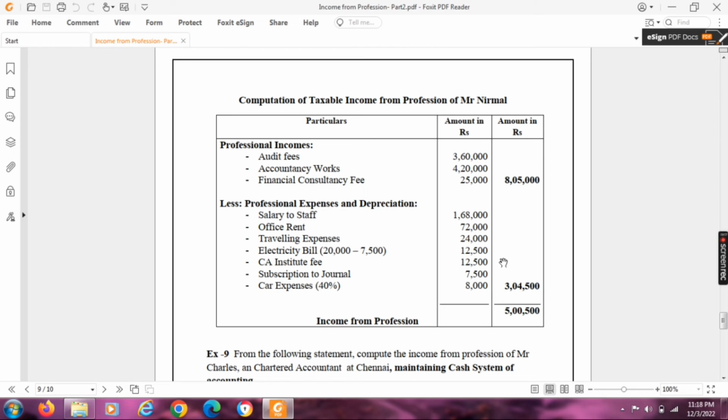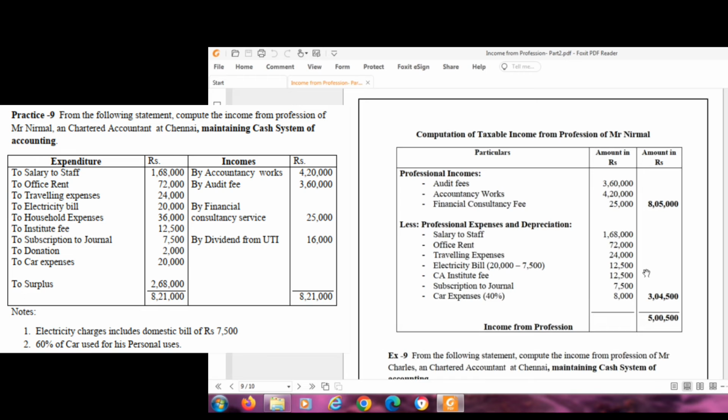Less professional expenses and depreciation. We'll see the adjustments. Electricity charges include a domestic bill of 7,500. Totally 20,000, out of which 12,500 is the professional portion, and the rest is domestic. Only 12,500 is for his professional use. Next, 60% of the car is used for personal use, so the balance 40% only is of professional nature. Car expenses 40%. Other expenditure, we'll see.